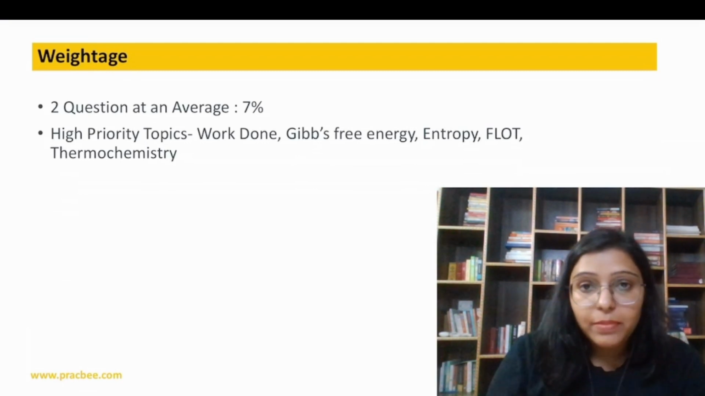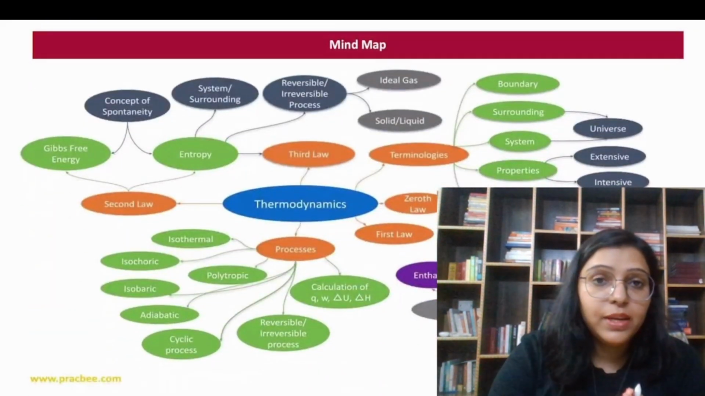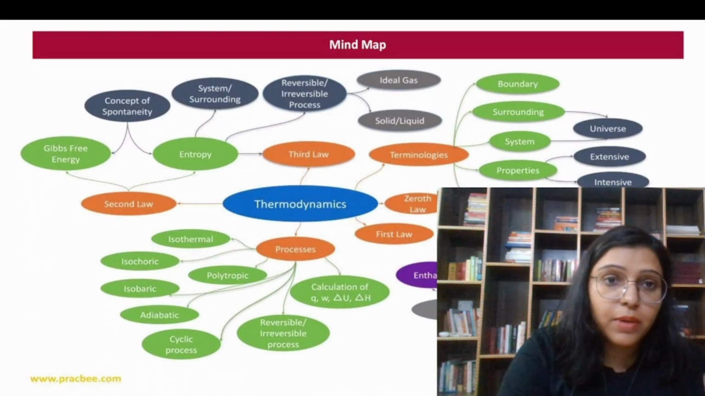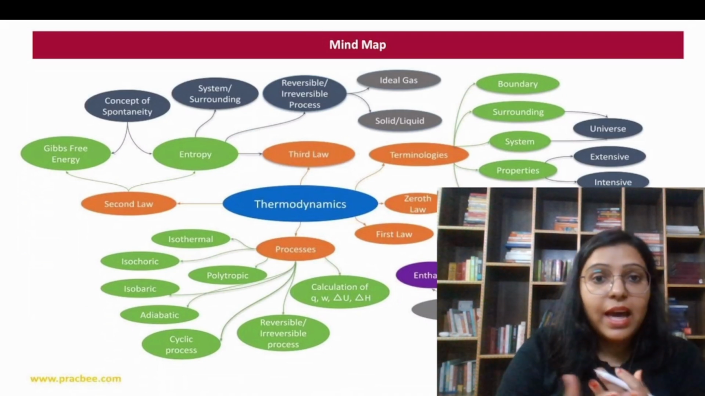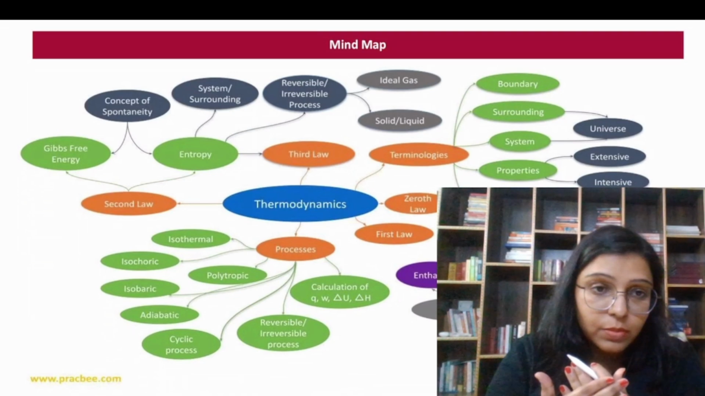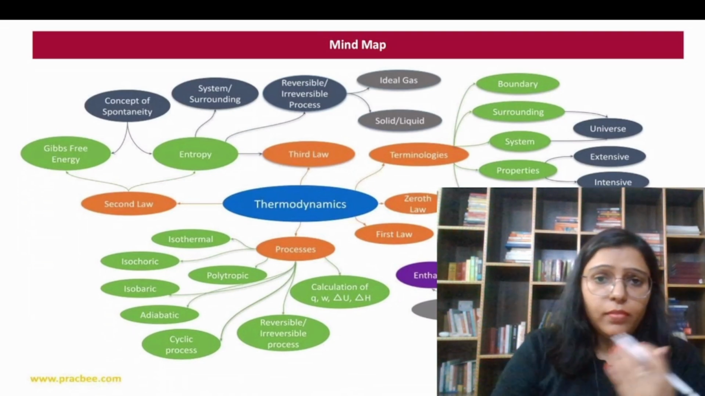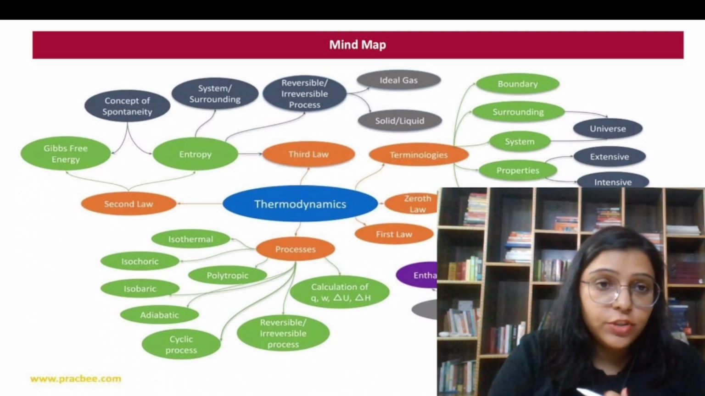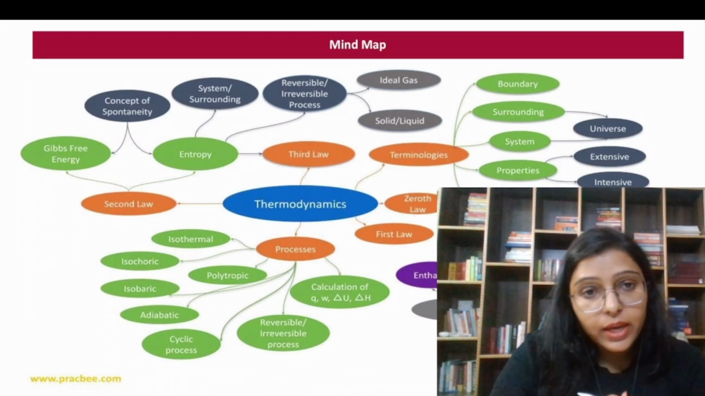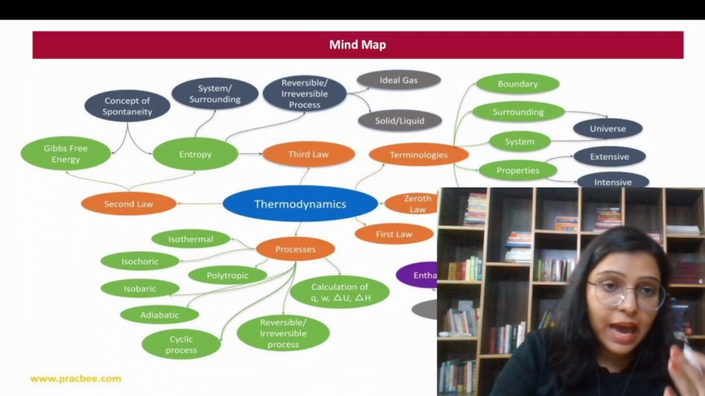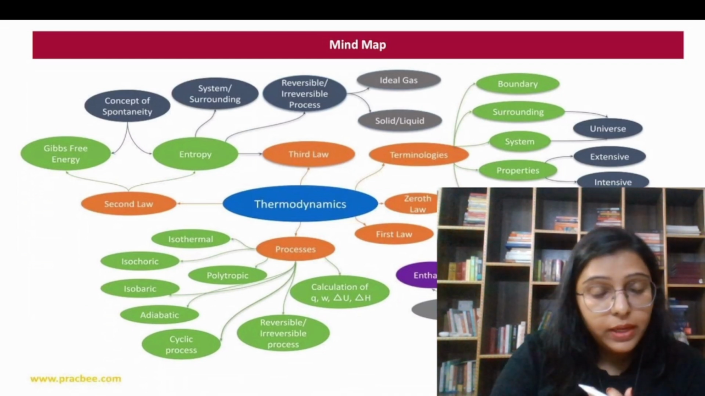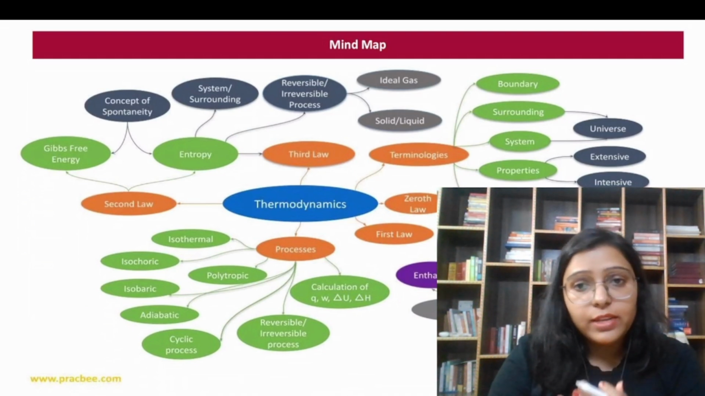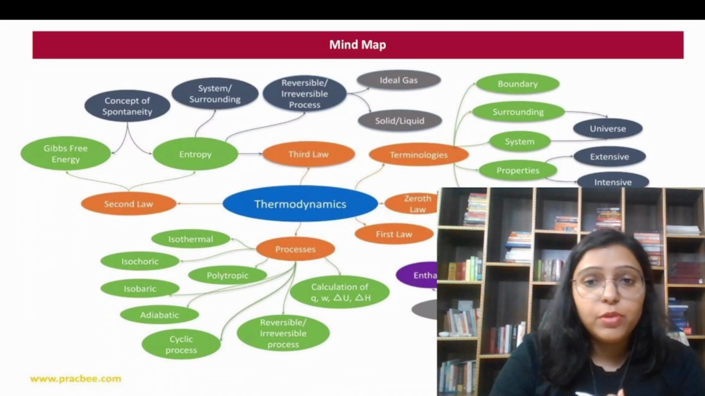So let's discuss the mind map. In thermodynamics, we have some basic terms related to system, surrounding, boundary, properties. Then we have first law of thermodynamics, zeroth law, second law, and the third law of thermodynamics. In the first law, we relate internal energy change with the heat energy and the work done. In the second law, we have certain formulas with respect to the entropy and the Gibbs free energy. We have different kinds of processes like isothermal, isobaric, isochoric, adiabatic, polytropic process, cyclic process.